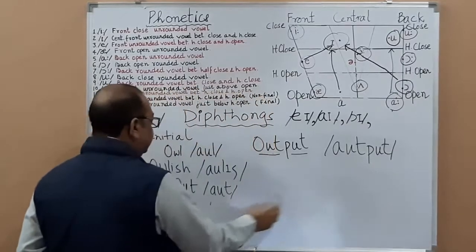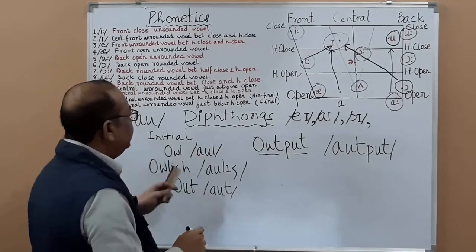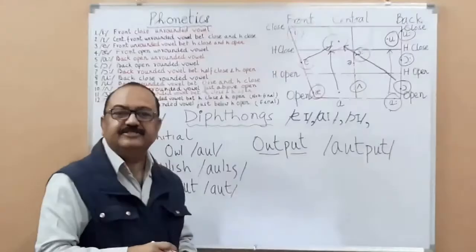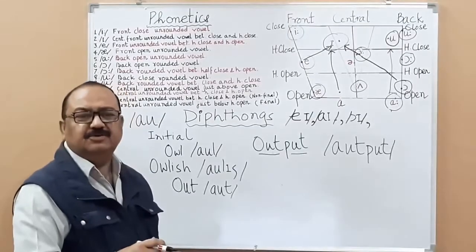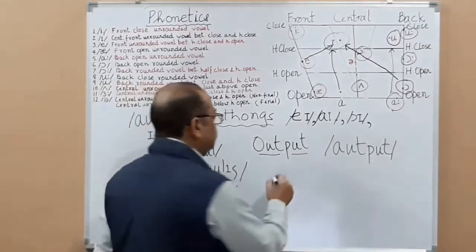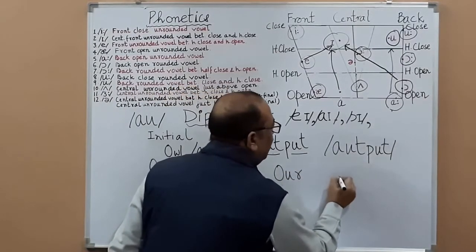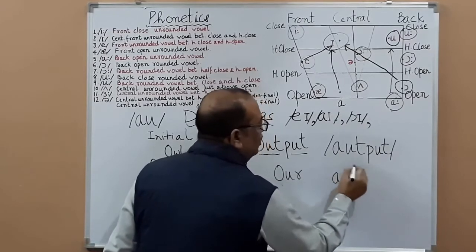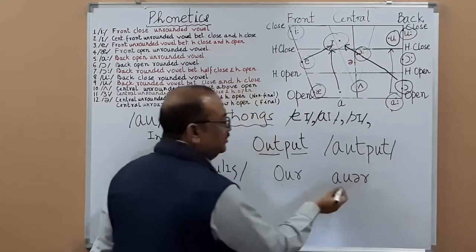Enough of fun. Let's move on to other words. We are doing initial sounds. Ow, ow. Tell me more words. Hour. Please spell it out. O-U-R. Okay. So hour, you write hour. This is how you write.